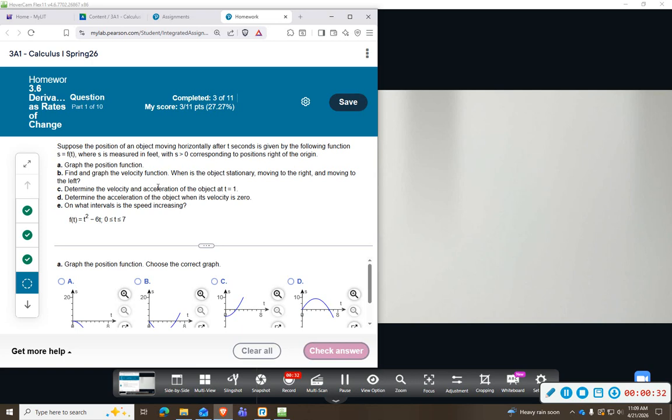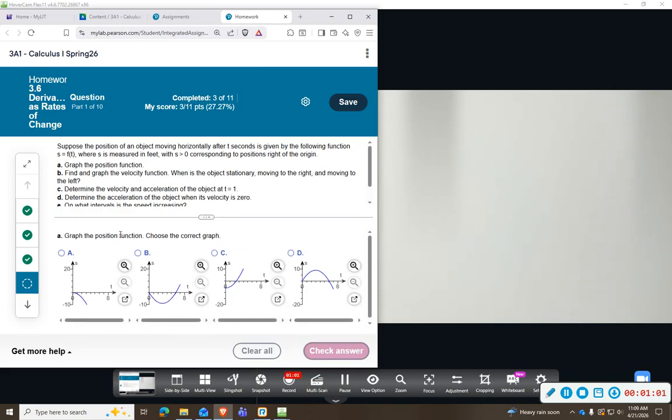We're going to determine the velocity and acceleration of the object at t equals 1, determine the acceleration of the object when the velocity is 0, and then on what intervals is the speed increasing, decreasing. So we have our position function, f of t equals t squared minus 6t, and this is going to be from 0 to 7.